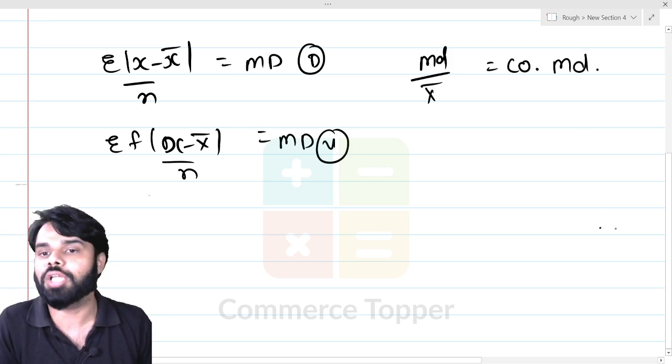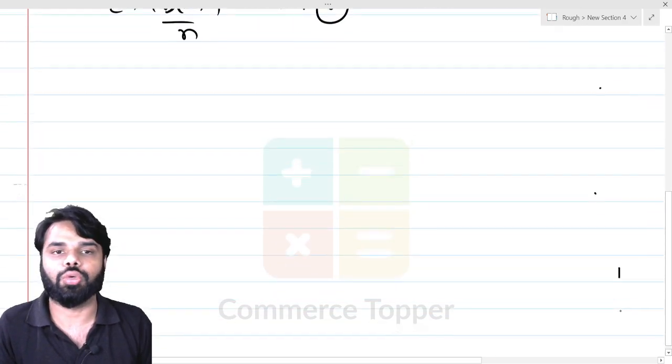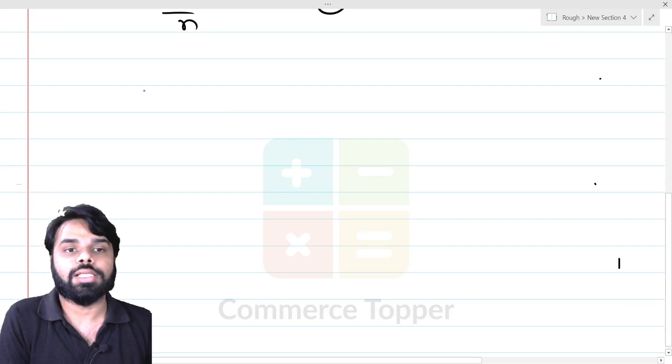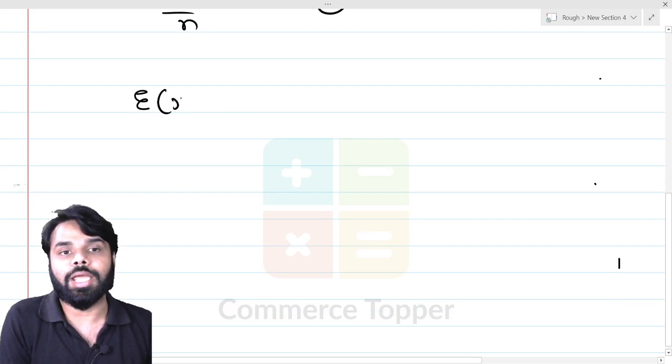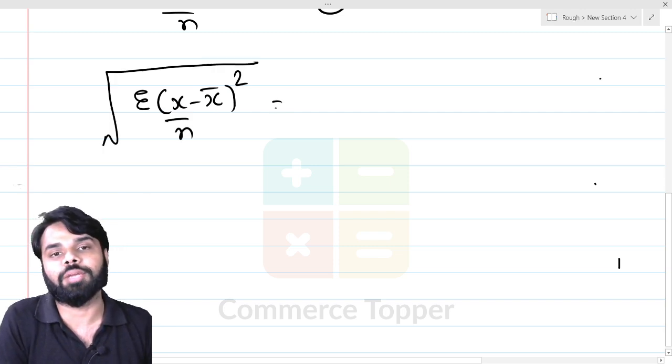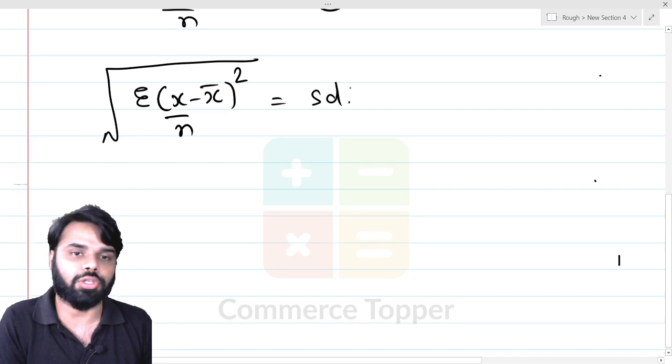Mean deviation has 3 family members. Okay, let's move to another family, standard deviation. Square root of sigma x minus x bar whole square divided by n, and you will find the standard deviation.